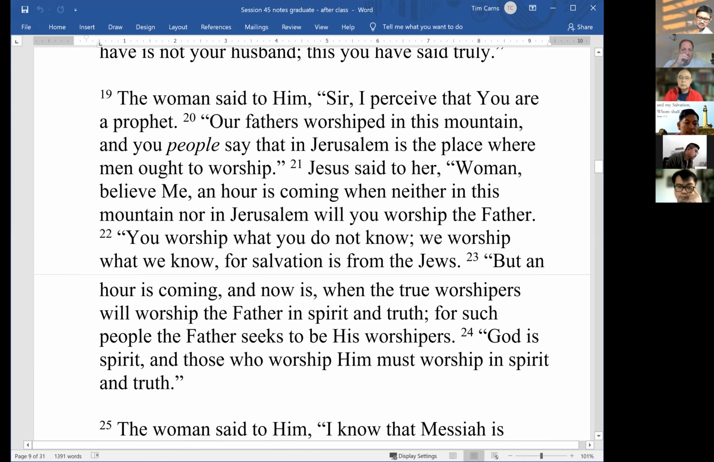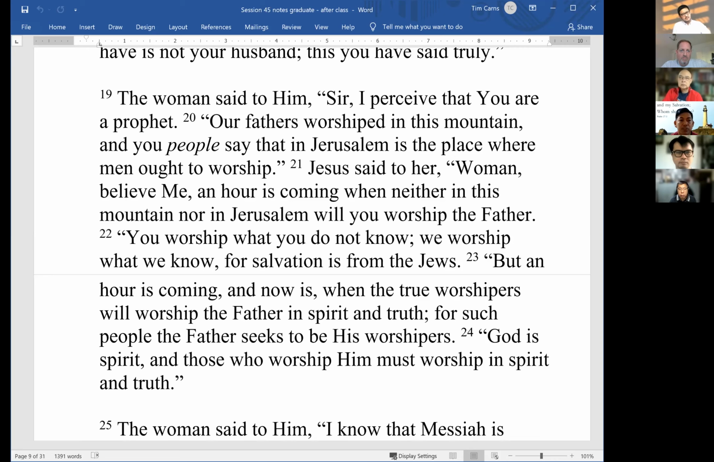Verse 19. The woman said to him, "Sir, I perceive that you are a prophet. Our fathers worshipped in this mountain, and you people say that in Jerusalem is the place where men ought to worship." Jesus said to her, "Woman, believe me, an hour is coming when neither in this mountain nor in Jerusalem will you worship the Father. You worship what you do not know. We worship what we know, for salvation is from the Jews.